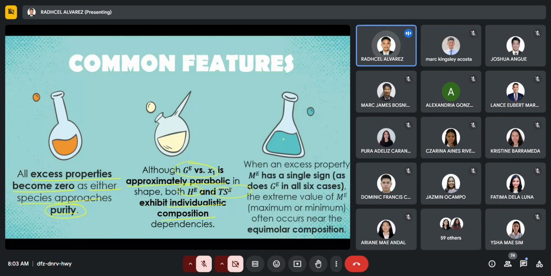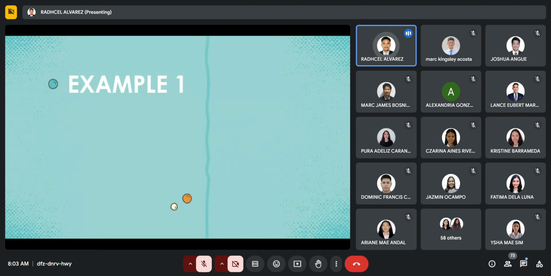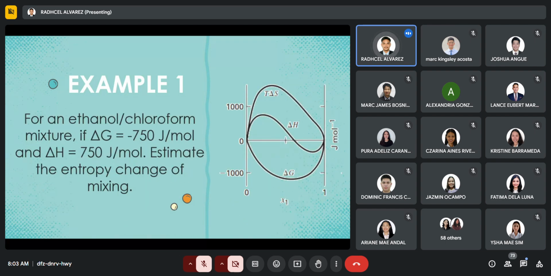And next one, when an excess property M^E has a single sign, the extreme values or the minimum and maximum values often occur at the equimolar composition. So ito yung ating nasa center. So ang ating composition ay 50% or 0.5. Okay? So these are the common features of your six binary liquid mixtures. So let's have here an example. So paano ba tayo nagsosolve when we are having that kind of problem? So this is an example for an ethanol and chloroform mixture.